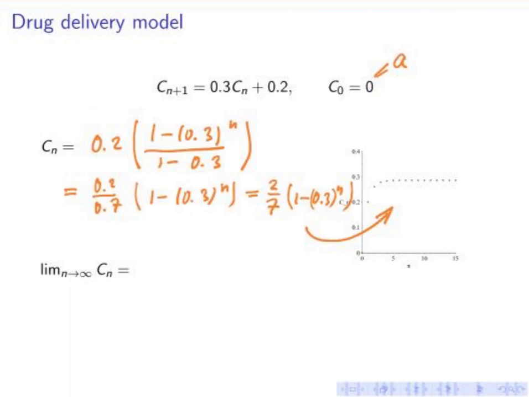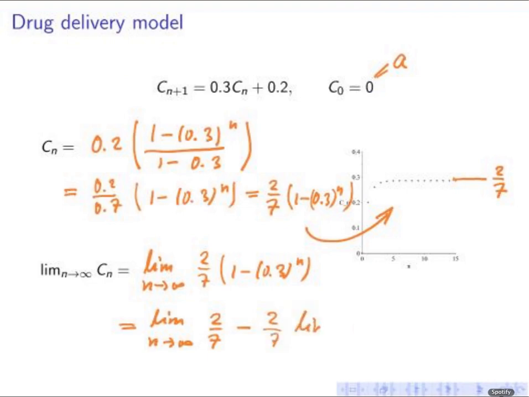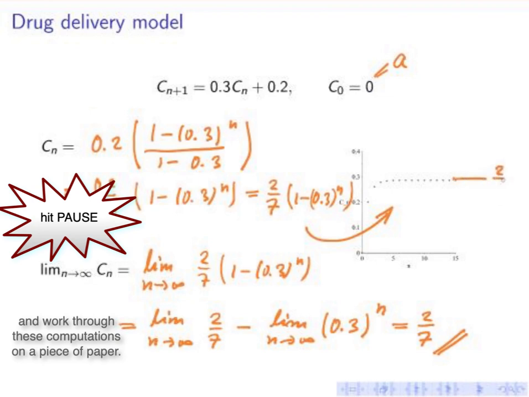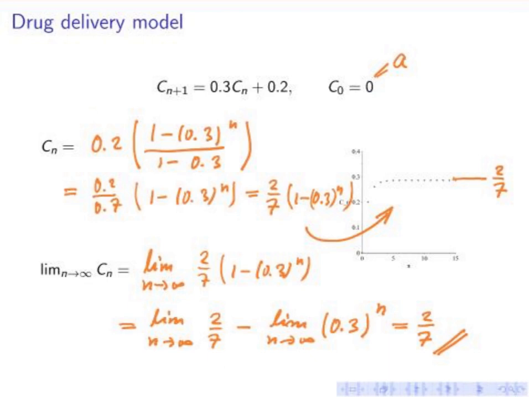In the limit as n goes to infinity, we have the limit of 2/7 times (1 minus 0.3 to the n). So we use our limit laws, and this is the same as the limit as n goes to infinity of 2/7 minus 2/7 times the limit as n goes to infinity of 0.3 to the n. Now the first term has no n in it, so the limit of 2/7 is just 2/7. And the second term has a limit of 0.3 to the n, which goes to 0. So the result is 2/7. So this value here is 2/7. Now we got it, and we used the formula of the geometric series to compute this.